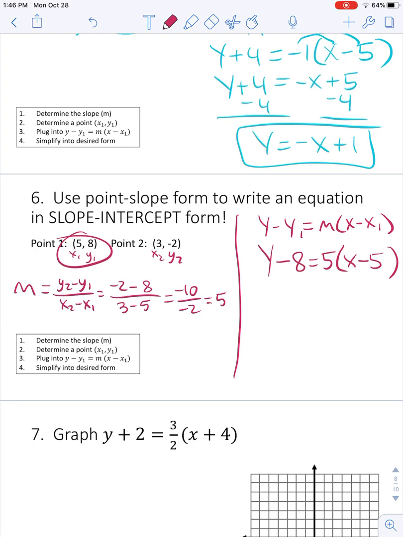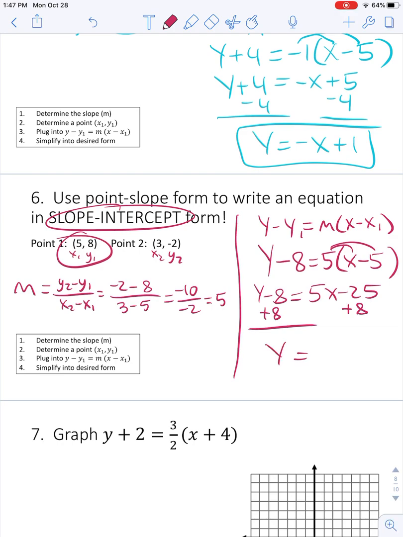And now we're going to simplify it one more time to get it into slope-intercept form. So we're going to distribute on the right, and then we're just going to add over whatever that y was. So y minus 8 equals 5x minus 25. And then we're going to add 8 to both sides. y equals 5x minus 17. And that's in slope-intercept form, y equals mx plus b. And that's done.